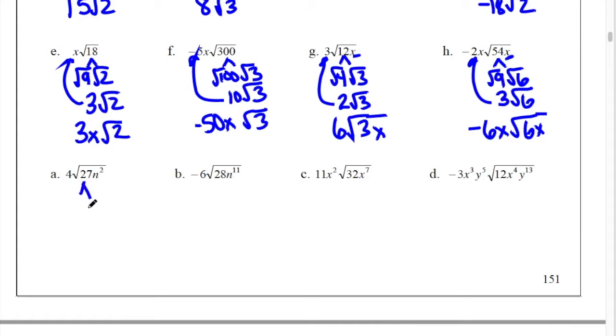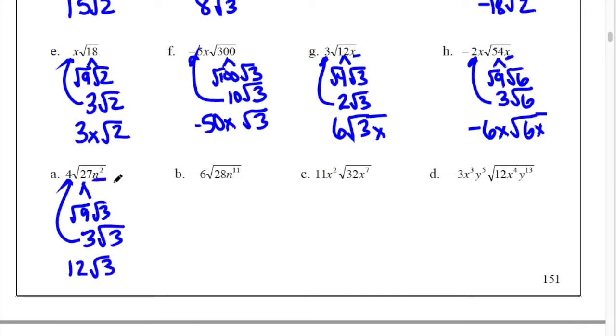For 27, we have the square root of 9 times the square root of 3. Again, if you get overwhelmed with these, just take it slow and break down each component separately and then put it all together. The square root of 9 times the square root of 3 is 3 root 3. The 3 gets combined with the coefficient 4 to make 12 root 3.